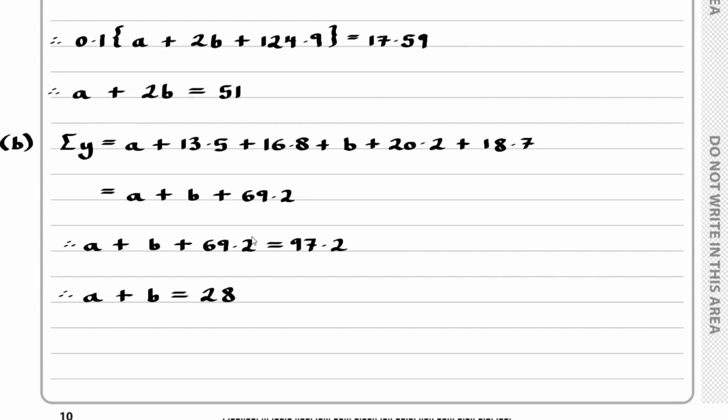Now I've got a plus 2b equals 51 and a plus b equals 28. I can find out what b is by subtracting these equations. A subtract a is 0a, 2b subtract b is 1b, 51 subtract 28 is 23, so b is 23, meaning I have a plus 23 equals 28, which means a is 5. So solving simultaneously, we find a to equal 5 and b to equal 23.